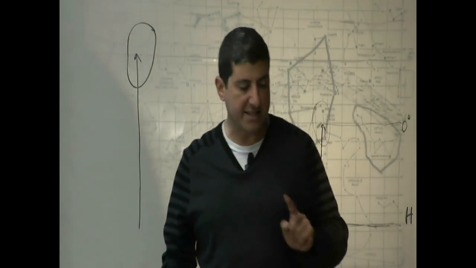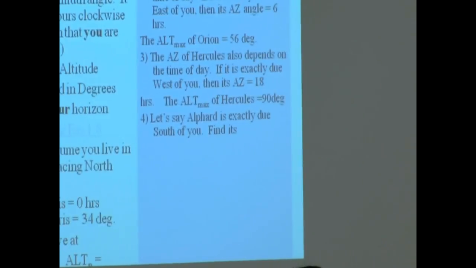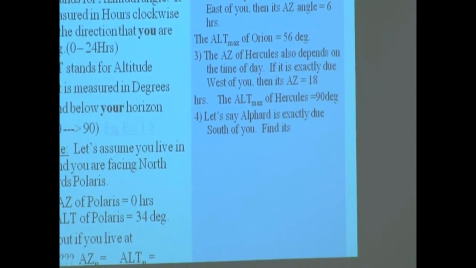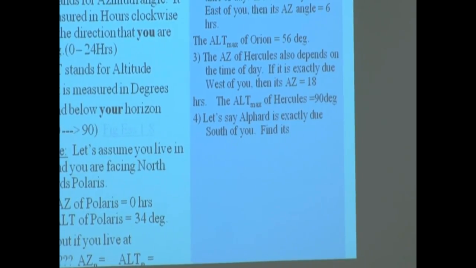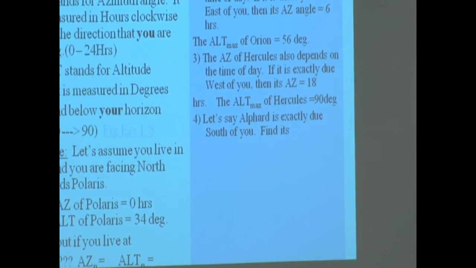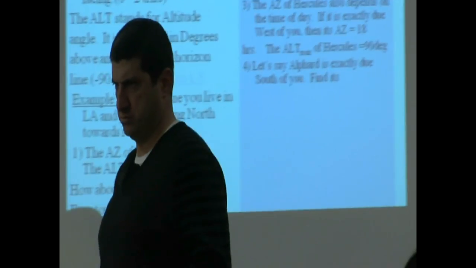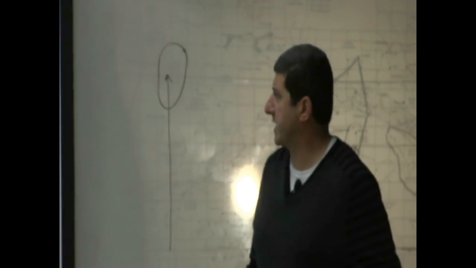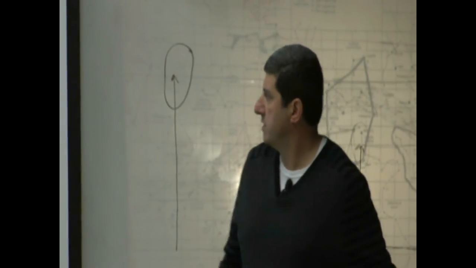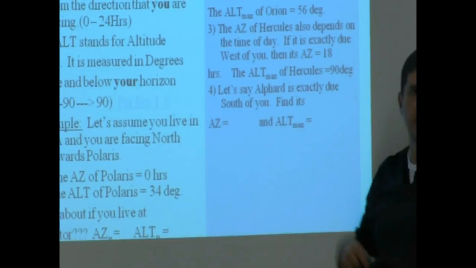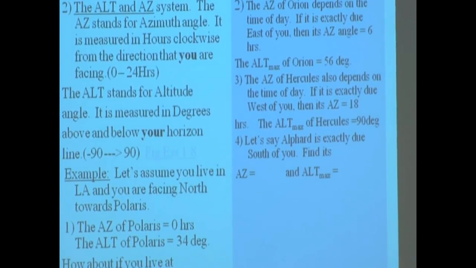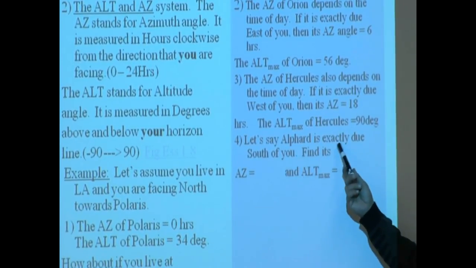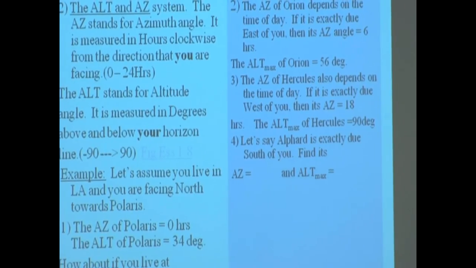Okay, we ended the last lecture with practicing on Alphard. We said, choose Alphard, and remember we practiced and we said, what is its RA? What is its dec angle? And then we got the answer. But now let's practice the azimuth and altitude. So if I word the question this way, what's going to be the answers? Alphard, let's say it's exactly due south of you. Azimuth is?